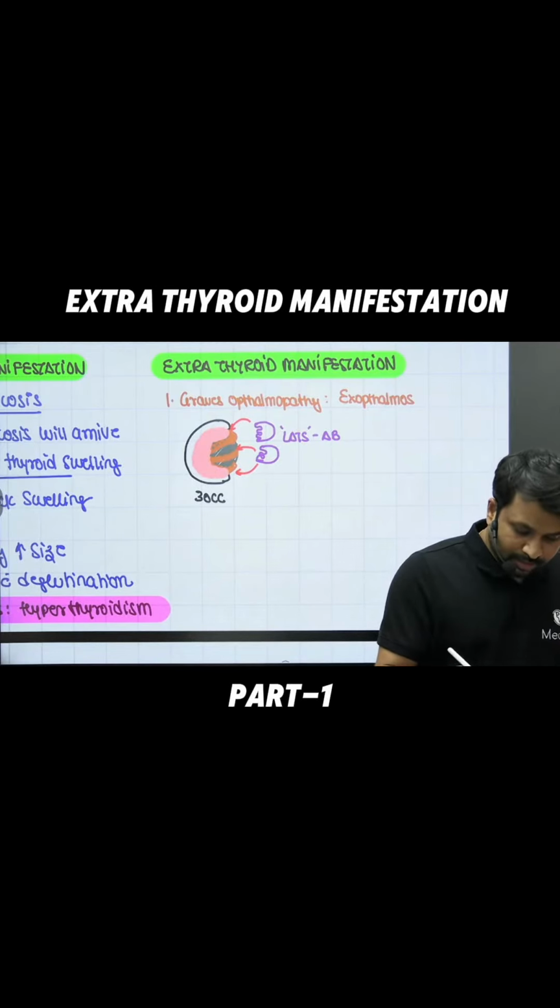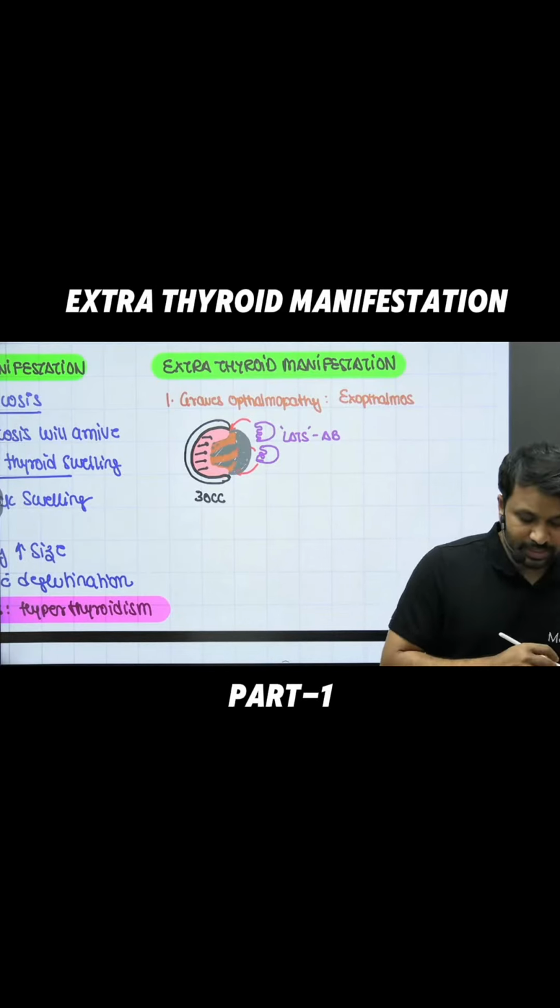Now, because the posterior surface is made up of a bony cavity, this is not going to budge. So all the accumulated fluid will exert pressure onto the eyeball. Hence the eyeball is now forced to pop out of the ocular cavity. This popping of the eyeball is what we call exophthalmos.